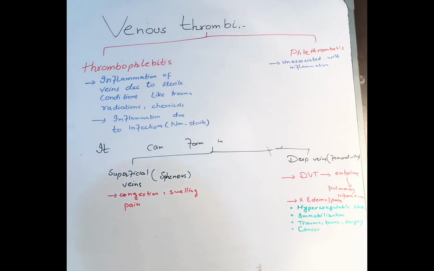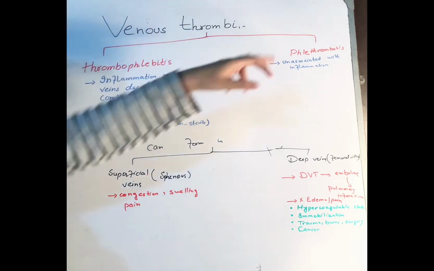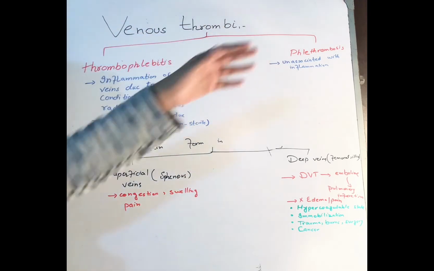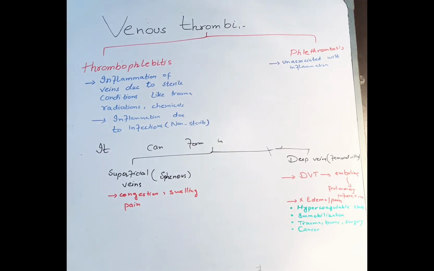In this video, we are going to study venous thrombi, means thrombus formation in our veins. There can be two ways for the formation of thrombus in our veins. One way is thrombophlebitis, and the other one is flat thrombosis. Thrombophlebitis means first there will be inflammation in our veins due to some reason, and then there will be thrombus formation due to endothelial injury. While flat thrombosis means that there will be no inflammation, only thrombus formation.